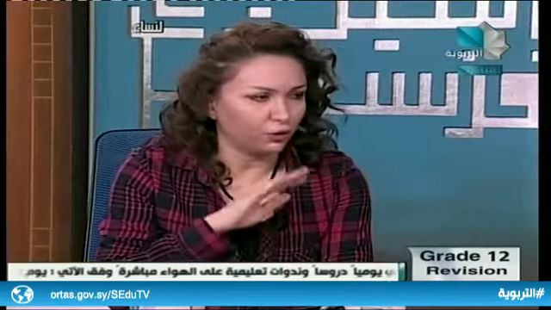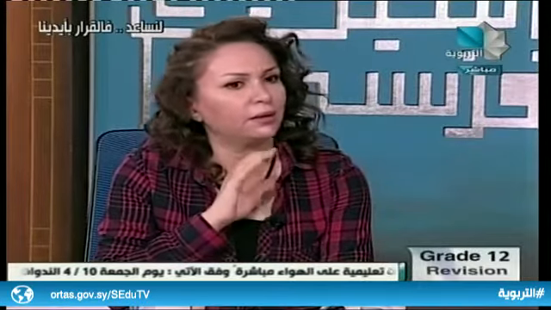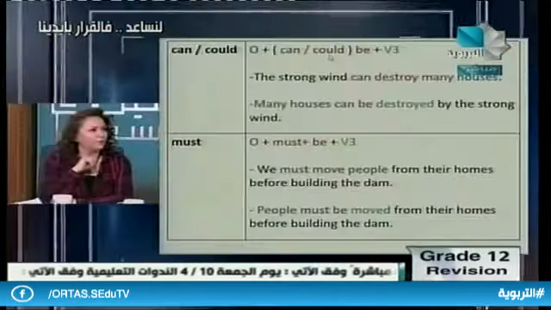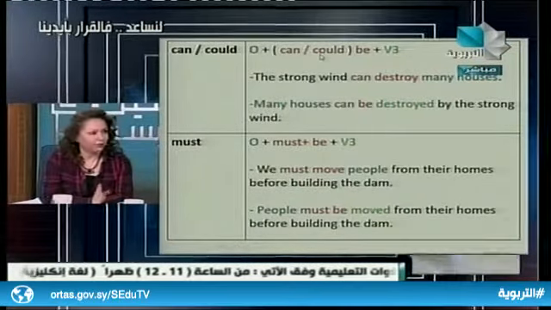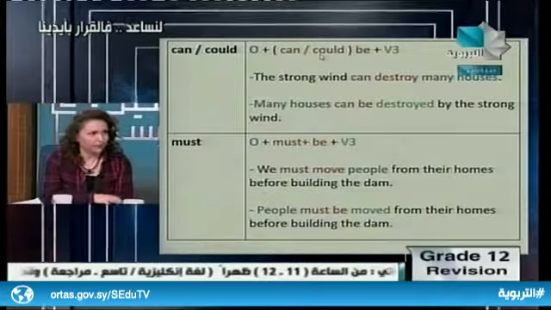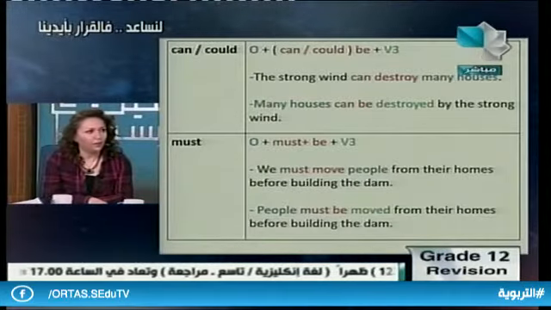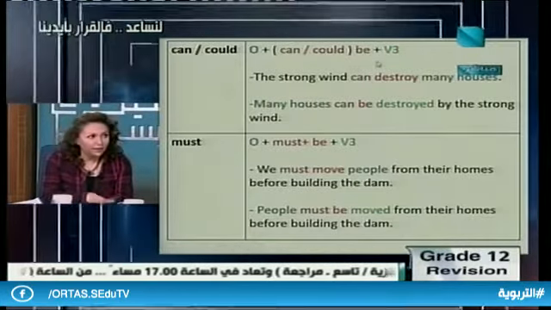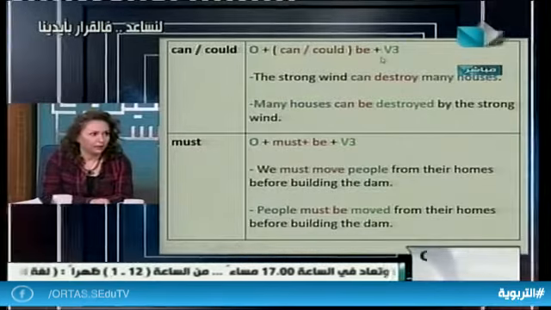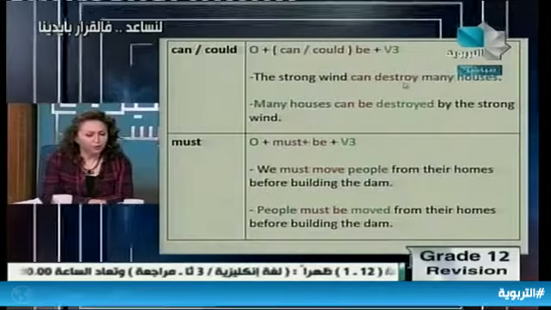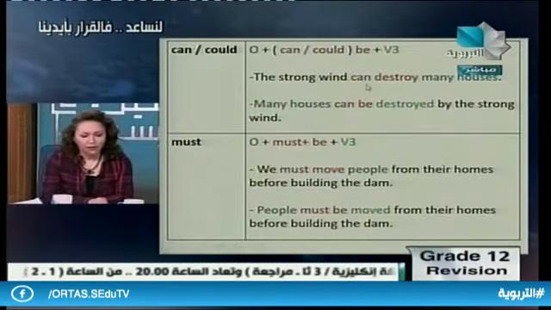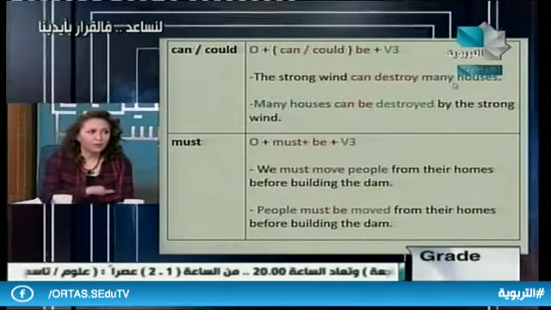According to the one we have in the main sentence, if we have can or could, then the form of the passive voice sentence will become the object plus can or could, the one in the main sentence. After that, we will have be as it is and verb 3. An example: the strong wind can destroy many houses. So, many houses can be destroyed.